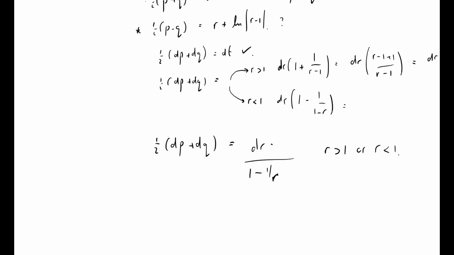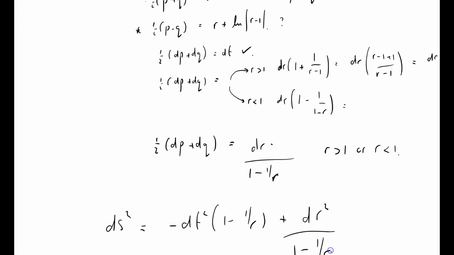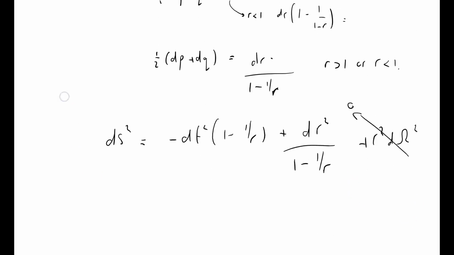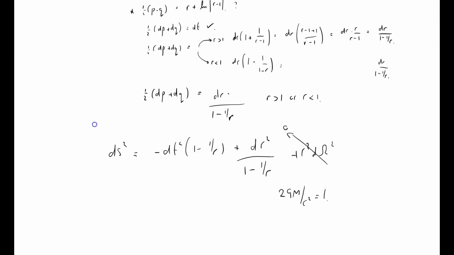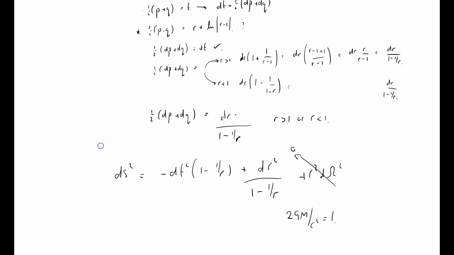Okay, so what I'm going to do now is to re-express the Schwarzschild metric. ds squared equals minus dt squared times (1 minus 1 over r) plus dr squared over the same thing plus the angular terms, which I'm going to ignore. And of course, as ever, I'm using units in which 2GM over c squared equals 1. I think we've got everything here.